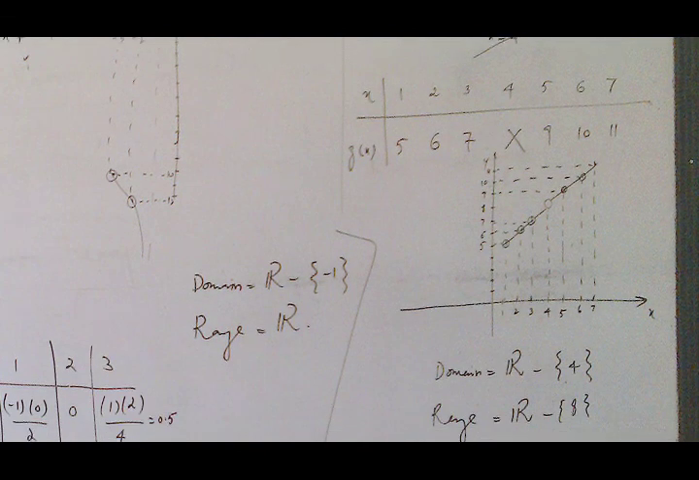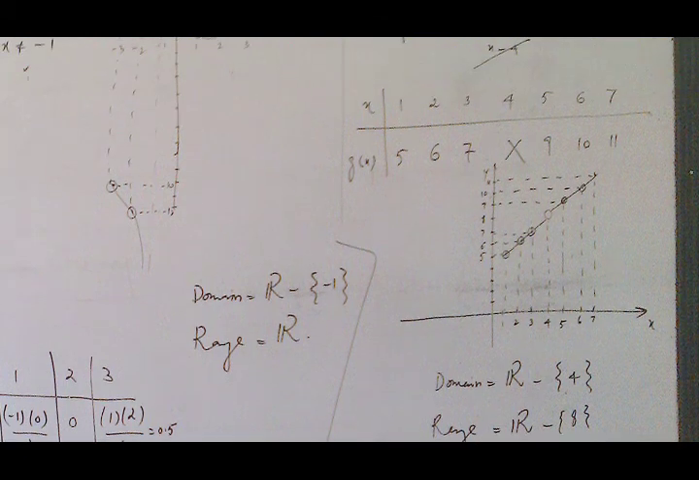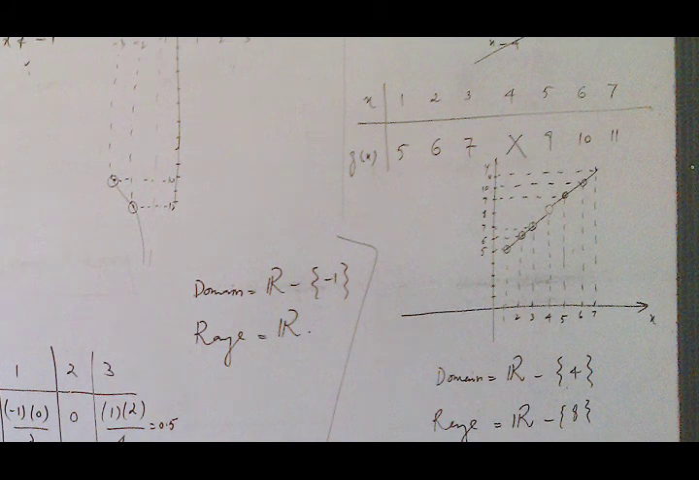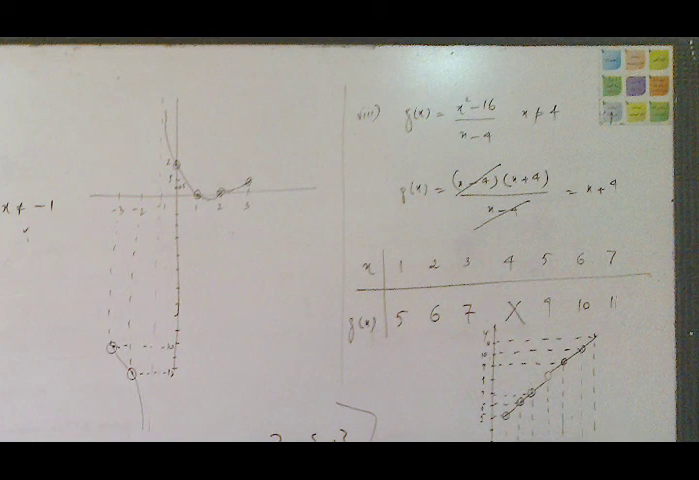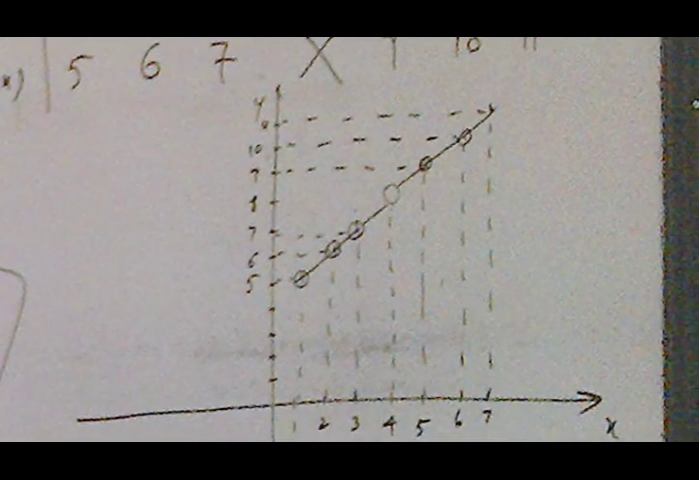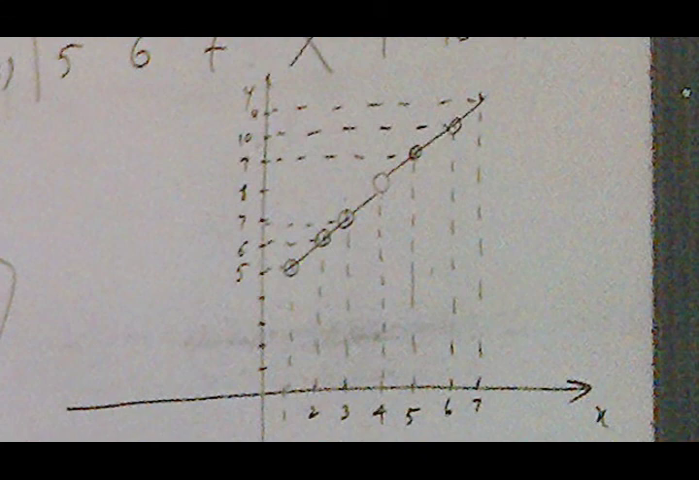and draw its graph. But the domain is all real numbers except 4, and the range is all real numbers minus 8, because when we put 4 in the function it gives 8, so therefore we eliminate it from the range. And in the graph you see that at 4 we draw an open circle because 4 is not included in this equation.